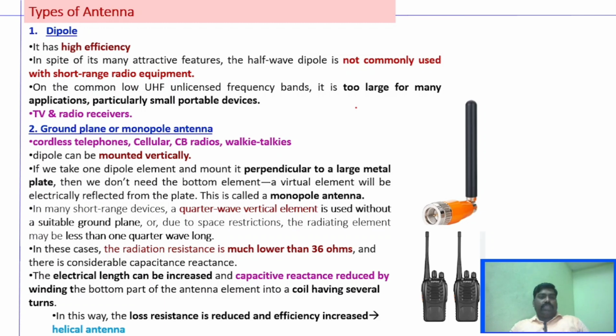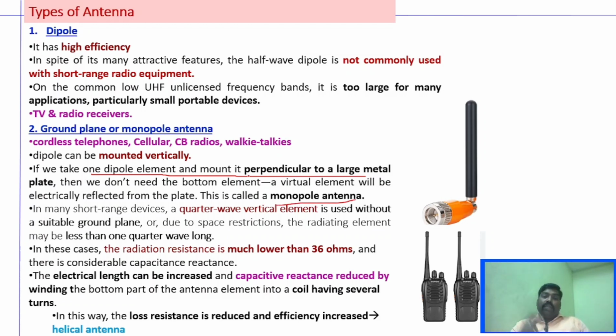For small portable devices, we go for monopole antenna, which is predominantly used in cordless telephones, cellular radios, walkie-talkies. A dipole can be mounted vertically, but in the monopole you will have only one element. If you take only one element and if it is placed perpendicular to a large metal or a ground plane, then that is called as monopole antenna. That is what is given here. You can see one dipole element mounted perpendicular to the large metal plate, or it can be a ground plane, and it is called as monopole antenna.